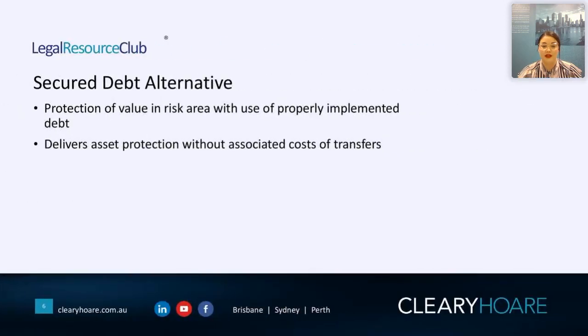In order to avoid these, we look at using a secure debt alternative. Properly implemented, this will remove the value from the company or the trust and put it over into a safe haven entity. This sort of structure focuses on the equity or the value of the assets rather than the asset ownership. This means that the tax costs that are necessary in transferring the assets are minimised, and sometimes you don't need them altogether.